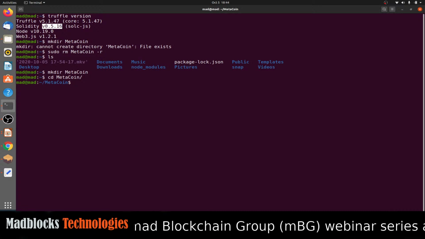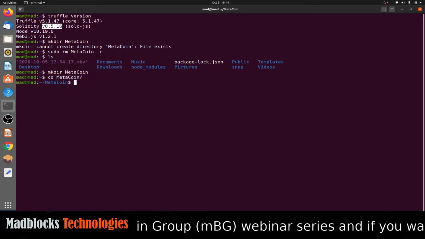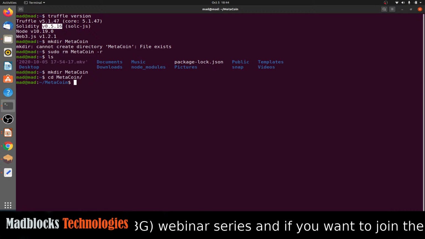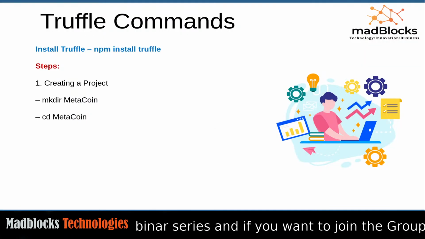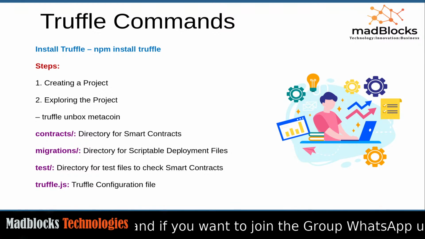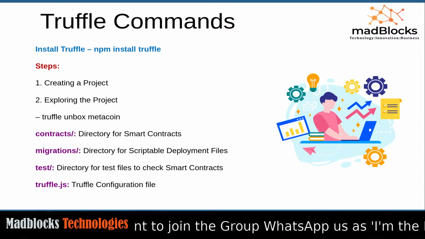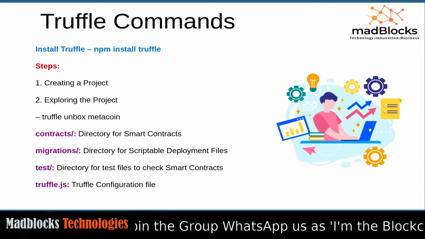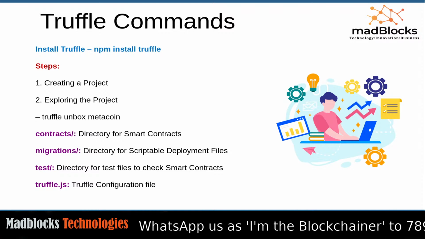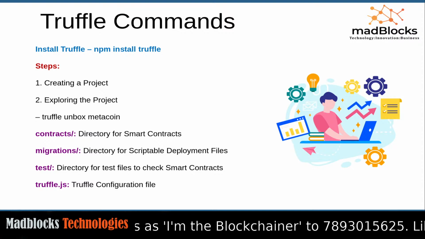Every file related to this project will be in that folder. As we are using the Truffle framework, you will get a lot of files, and I'll be putting all those files in the same directory. So step 1 is done. Step 2, we have to unbox some default application. If you want to understand how Truffle works, I'm using this default project called MetaCoin. Here I will unbox it, which means I will download that project from the Truffle server.